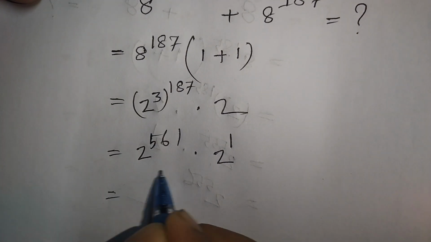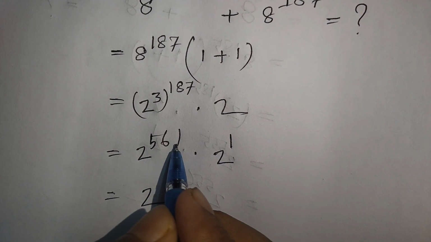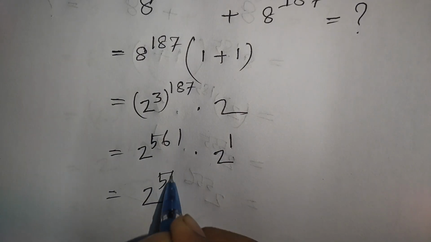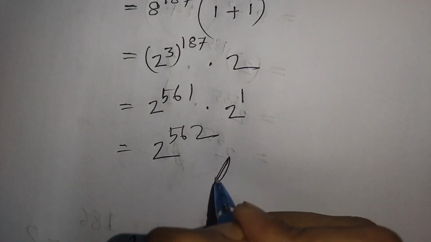Now we see that the same base but different power, so we can write here 2 to the power 561 plus 1, that means 562. So 2 to the power 562 is the correct answer.